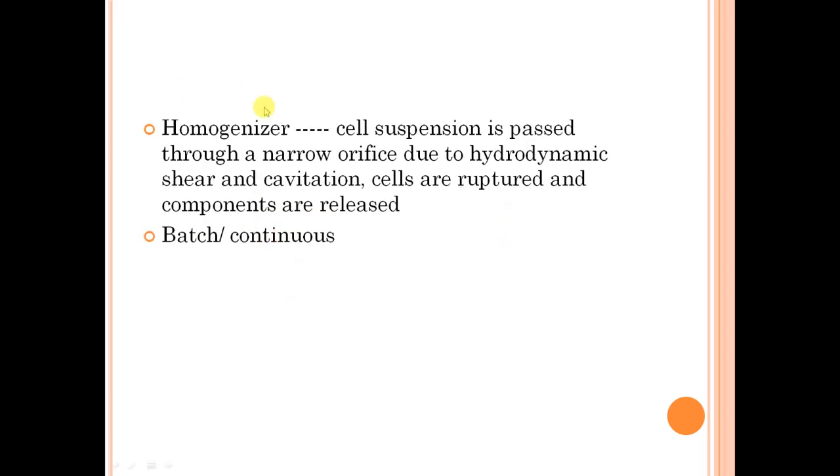So coming to homogenizers, these are systems which are used for cell disruption. The cell suspension will be sent through a narrow orifice. I'll show you the image of that. Within the system, there is hydrodynamic shear and cavitation that is created, because of which the cells are ruptured and the components get released. We will study how exactly this happens. And these homogenizer systems can be run in two modes, either the batch mode or the continuous mode.